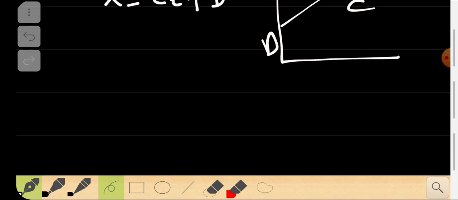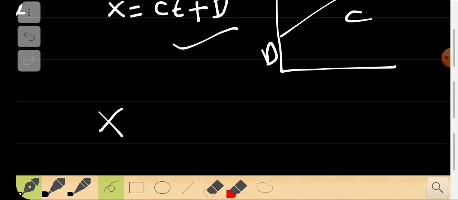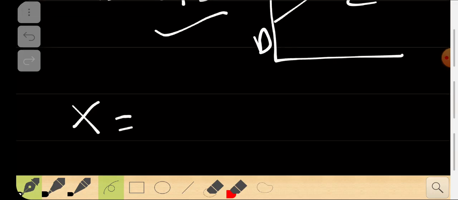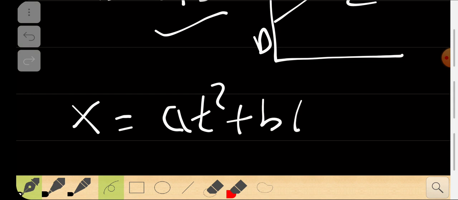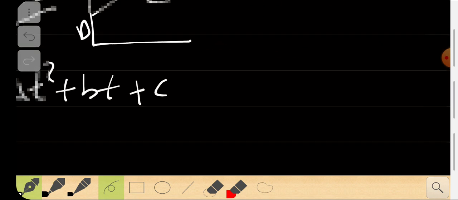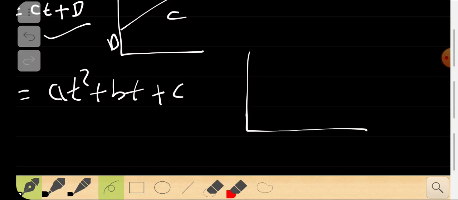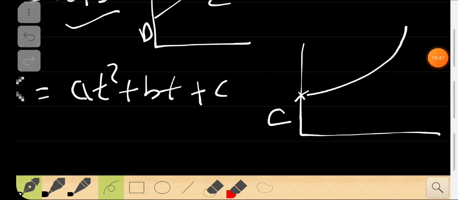Now this is a first order polynomial. If you write down a second order polynomial, you can write it as a t square plus b t plus c. Depending upon the slope, it will look something like this. It will be a curve like that. It will have a slope, the initial starting point will be c, and it will have a curvature like that.